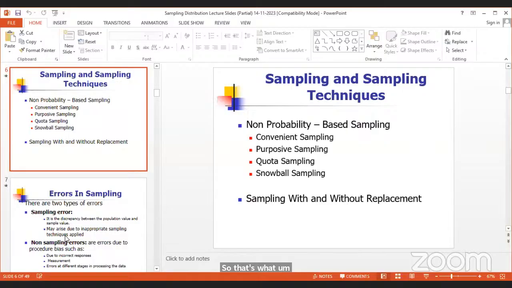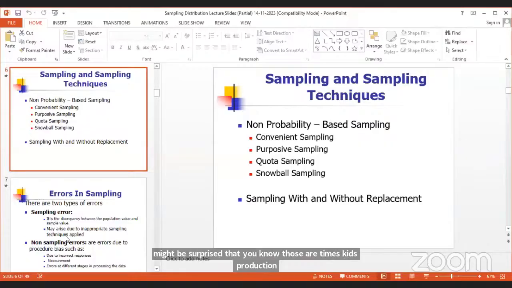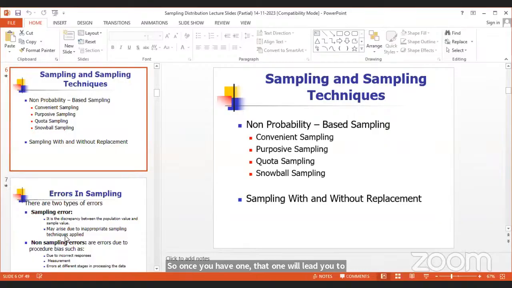This is mostly used for hidden population. How many billionaires do we have in Nigeria? There's no list of billionaires, but you know that billionaires are friends of billionaires. That means if you have one billionaire, that one billionaire can lead you to other ones, and then you have an idea of the numbers. So how many students are into skit? You might be surprised that those that are in skit production are friends to each other. So once you have one, that one will lead you to other members, and then you generate.